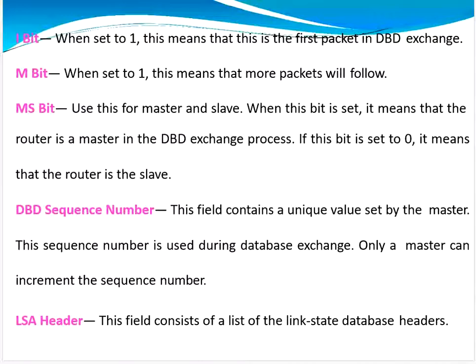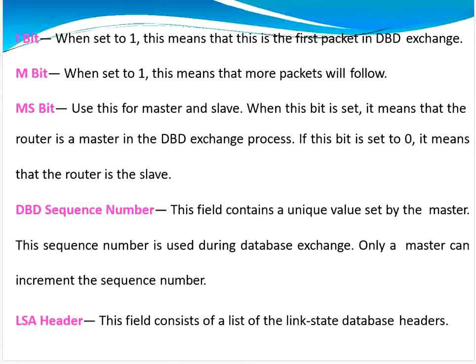Again, in the DBD format we can use the MS bit. The MS bit is used for master and slave. When this bit is set, it means that the router is the master in the DBD exchange process, and if the MS bit is set to 0, it means the router is the slave.